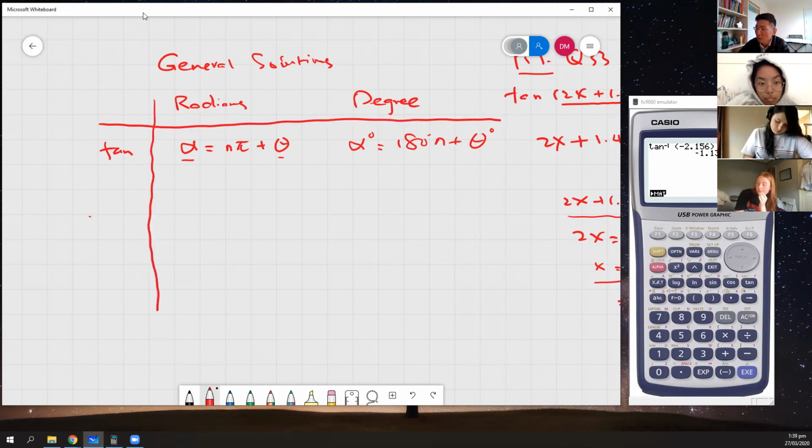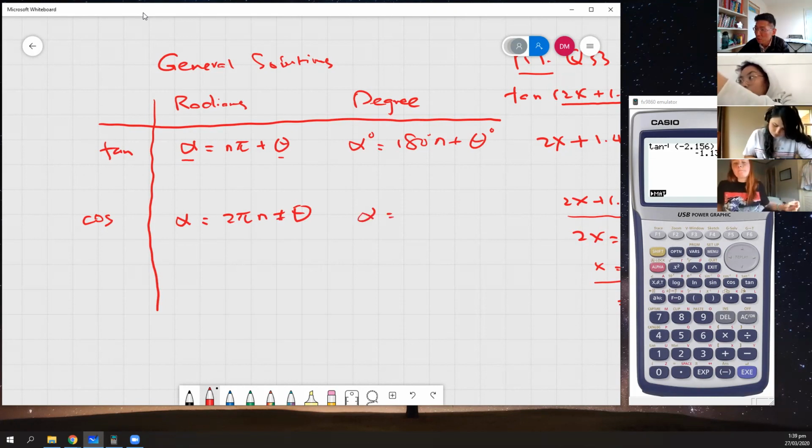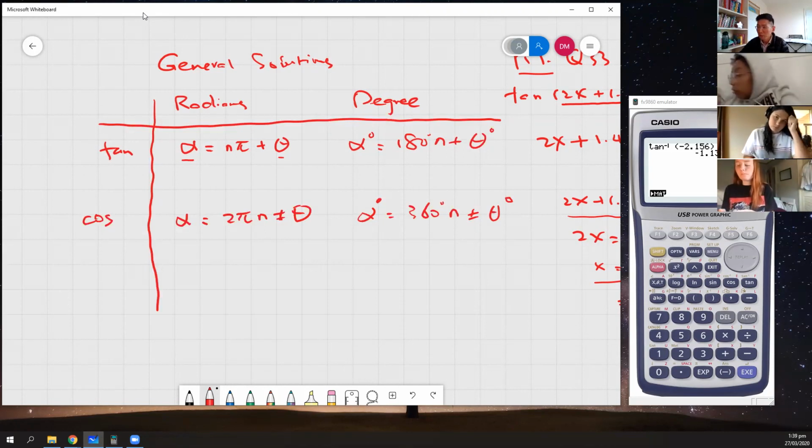Okay, so that's tan. And then last lesson we did cosine as well. So this angle should be equal to 2 pi n plus or minus whatever the angle is that you have as one solution. Okay, so if you turn it into degrees, that will be 360 degrees times n, and plus or minus one particular solution. Okay, so far so good. You understand that? Okay.